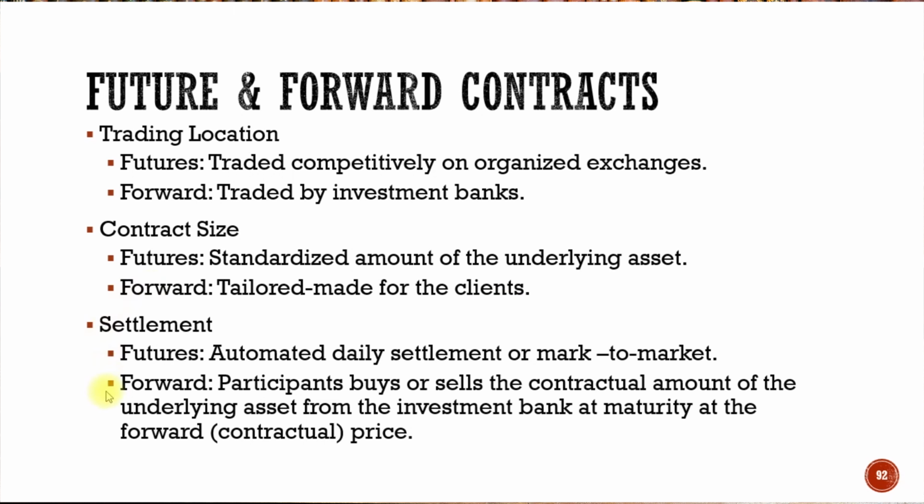Now, the settlement date means that the futures have automated daily settlement or mark to market. That means that every day it resettles. And that's especially if we do currencies. That means that you have to have a margin account that money is deposited into or withdrawn from as the price of the underlying security goes up and down. Now, in the forward contract, the participants buy or sell the contract amount of the underlying assets from the investment bank at maturity at the forward, the contractual price. That means that you don't have to worry about the mark to market.